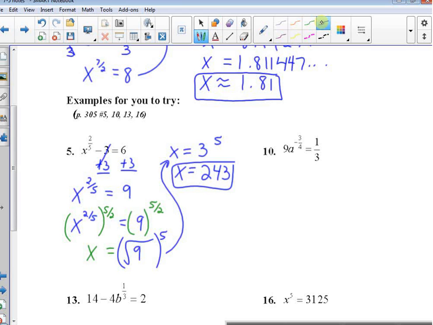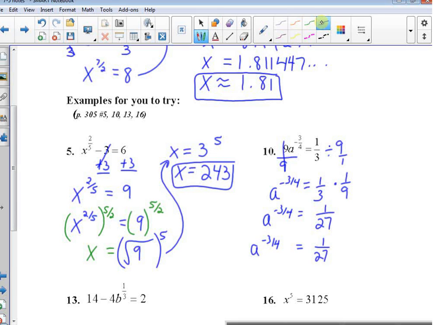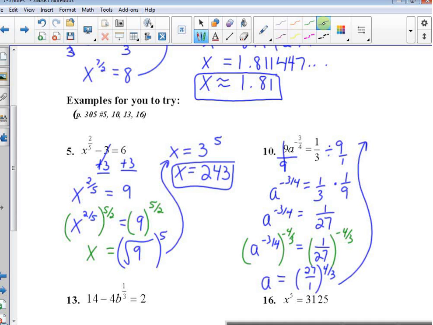Number 10, I'm going to first start by dividing by 9. So I get a to the negative 3/4 equals 1/3 divided by 9, which is the same as 1/3 times the reciprocal. So 1/3 times 1/9. So a to the negative 3/4 equals 1 over 27. And then I'm going to raise both sides to the negative 4/3. So I get a is equal to, and I'm going to flip that to be 27 over 1 to the positive 4/3. And then I'm going to go with the cubed root of 27 to the 4th. So a is equal to 3 to the 4th, and a is equal to 81.